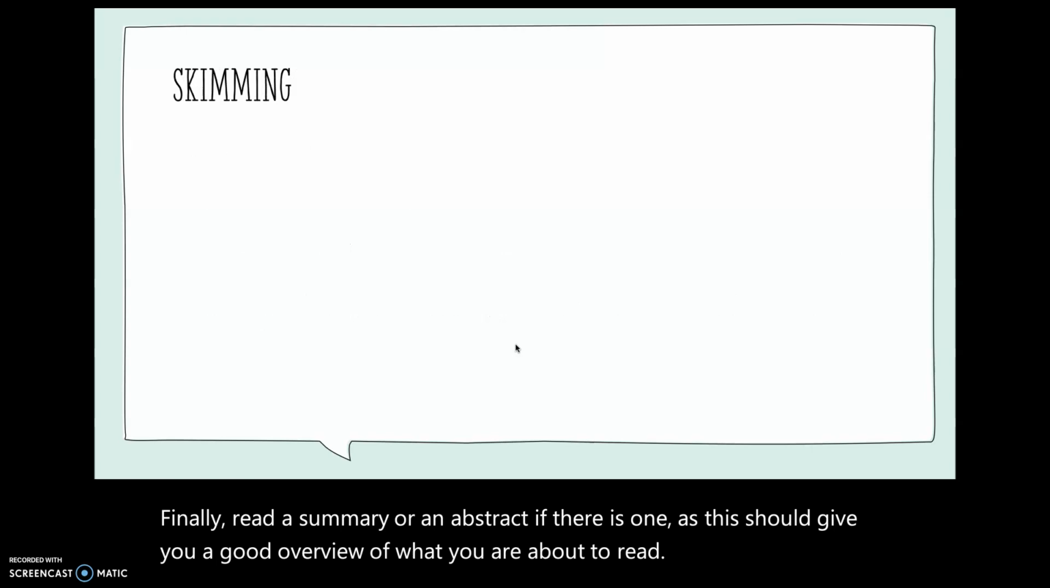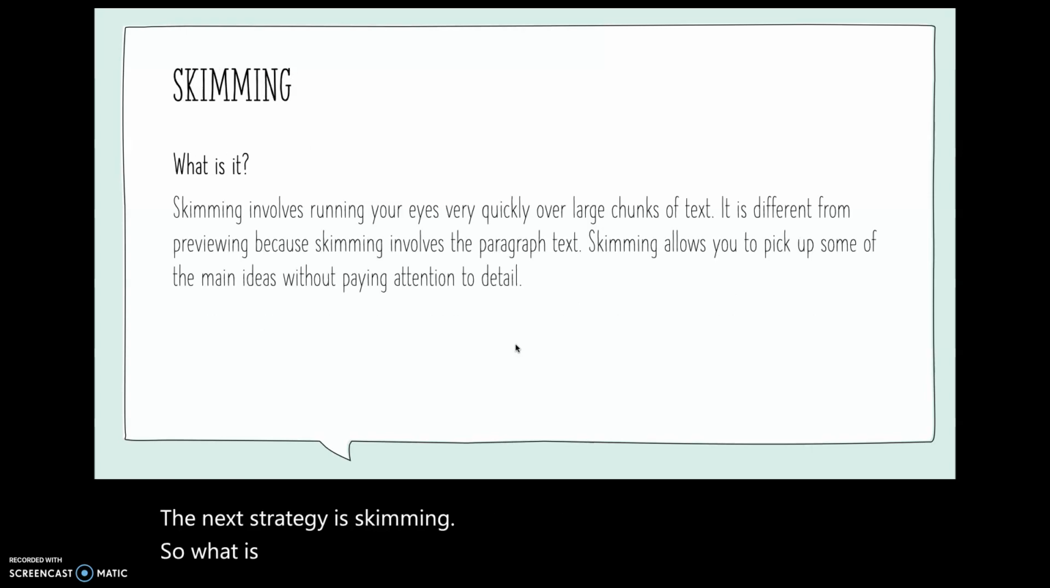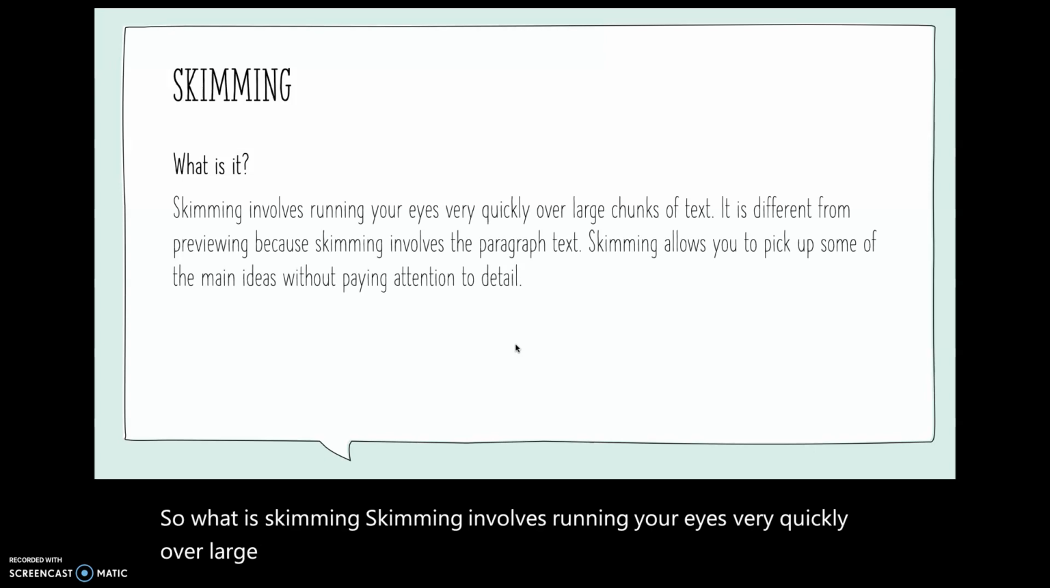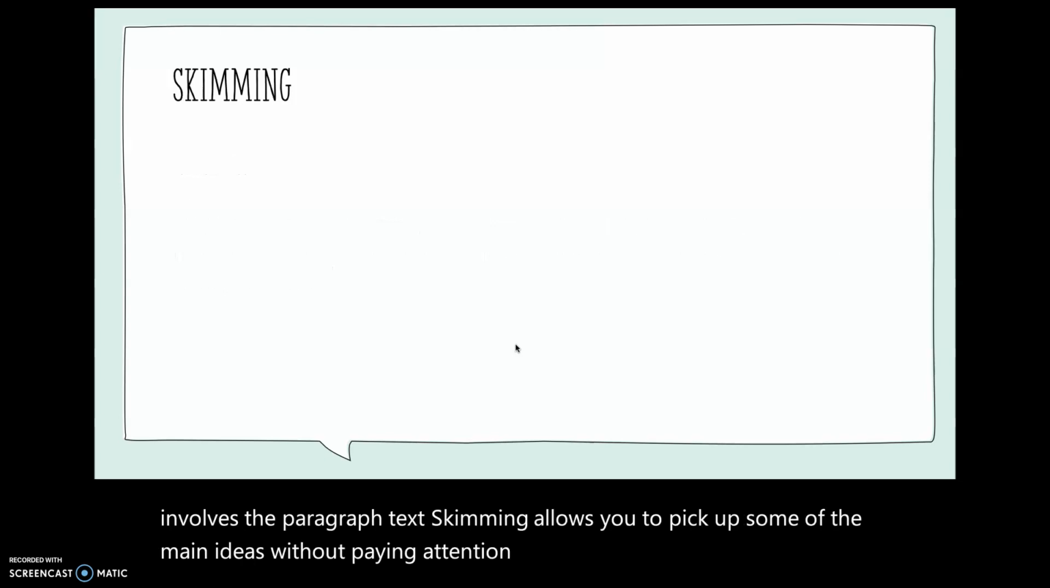The next strategy is skimming. So what is skimming? Skimming involves running your eyes very quickly over large chunks of text. It is different from previewing because skimming involves the paragraph text. Skimming allows you to pick up some of the main ideas without paying attention to details.